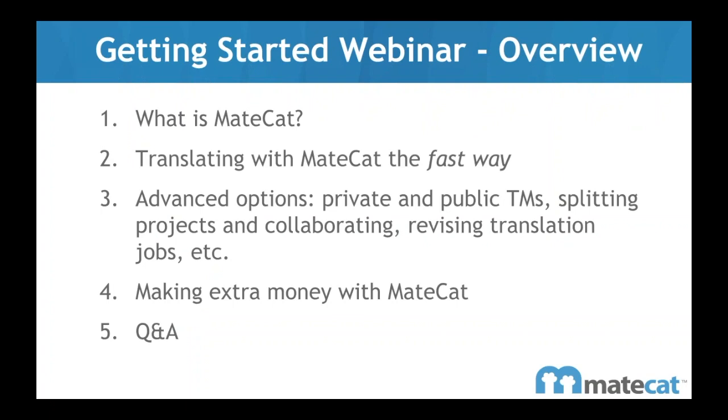Then we'll have a look at how you can use MateCat to translate your documents the fast way. After that, we'll take a look at some of the more advanced options that the tool has to offer, for example, private and public translation memories, how to split projects, revising translation jobs, just to name a few. And then we'll talk about how you can make extra money thanks to MateCat.